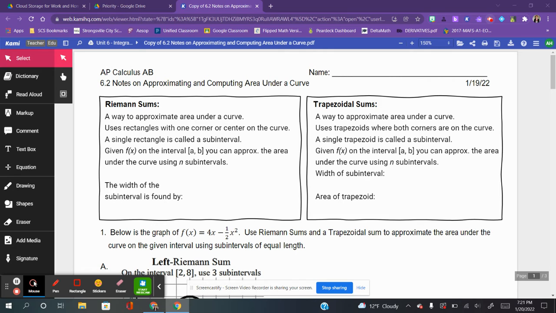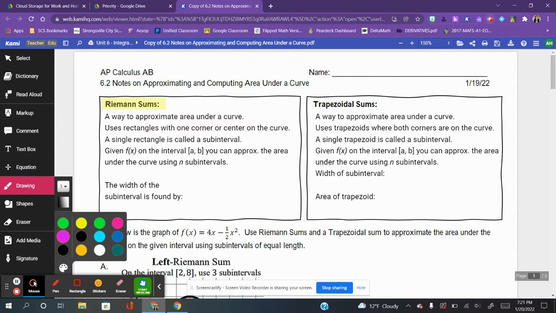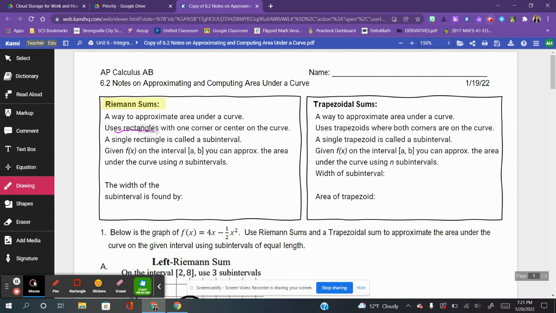And there are a couple ways we can do that. So one way we can do that is to use something called a Riemann sum. A Riemann sum was named after a mathematician, Riemann, and it is a way to approximate area under a curve. With Riemann sums, we are using rectangles, and either one of the corners of the rectangle will be a point on your curve or your function, or the center of the top of the rectangle will be on the curve. So we'll do some examples of that.